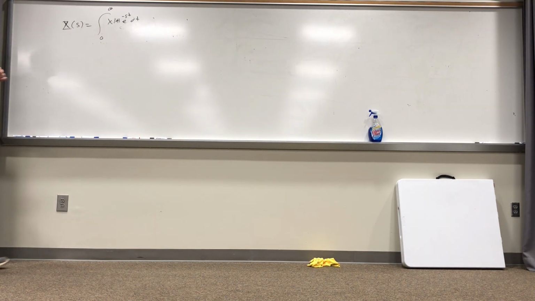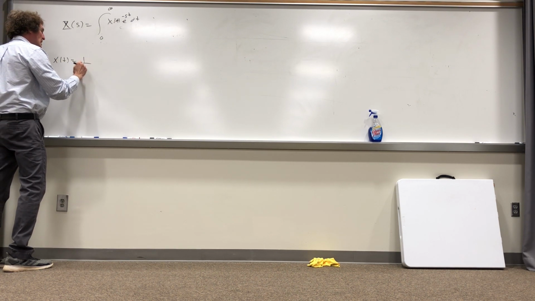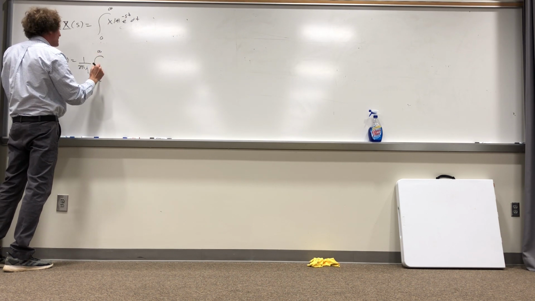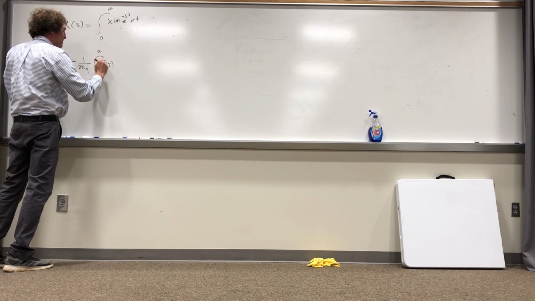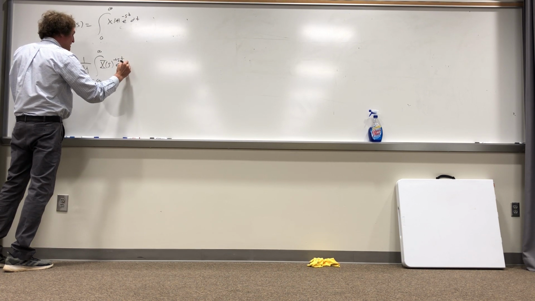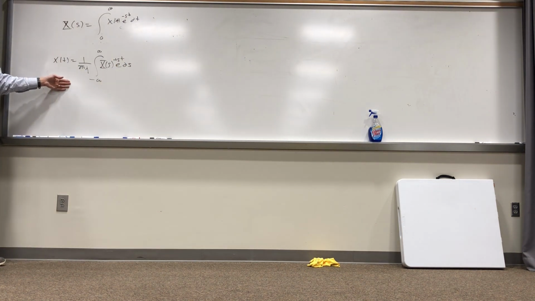If you do the inverse, technically the inverse is x of t equals 1 over 2 pi j times the integral from minus infinity to infinity of X of s times e to the plus st ds. But we never use this. Theoretically you could, but what we actually do is partial fraction expansion. And we know, based on those tables that we've used so frequently, what the relationships are.